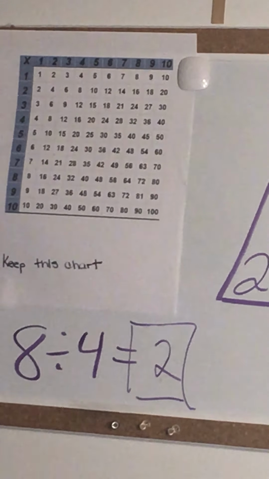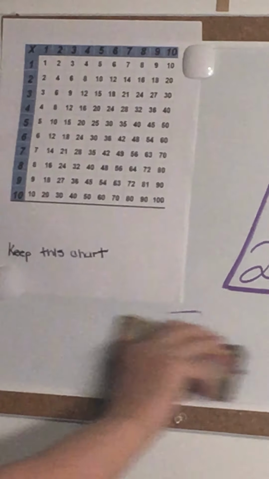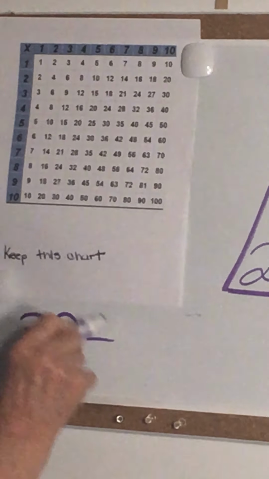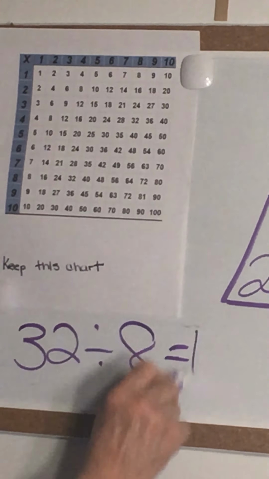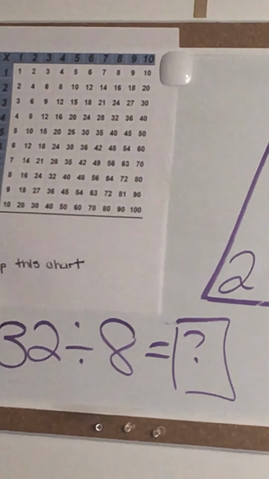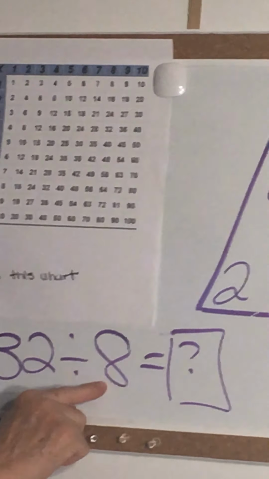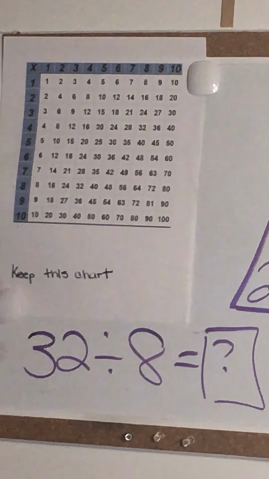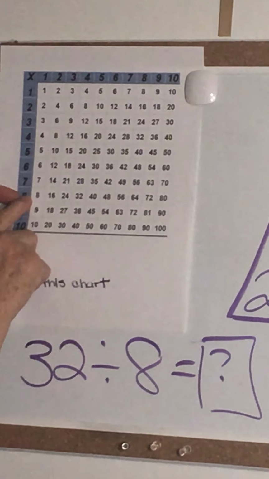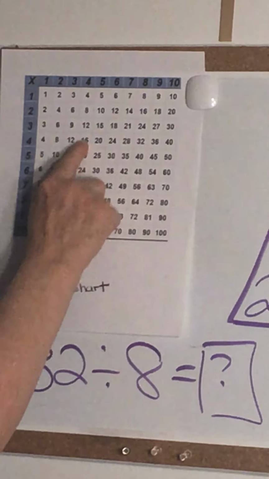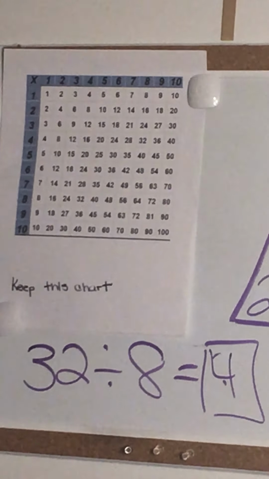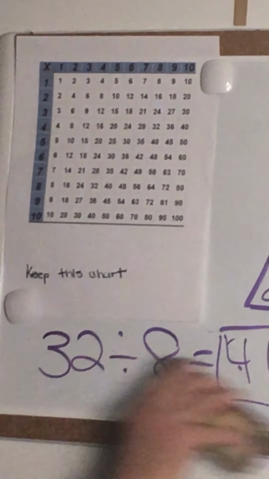Okay, let's do another one. If I'm doing a division problem and I don't know the answer, I'm going to find 32 in the white, and then I'm going to find 8 in a column, and I'll see what's in a row. So I find 32 where 8 is here, so go down to 8, find 32, and then go up. It's 4. The answer is 4. Okay? We'll do one more so you can get the pattern.